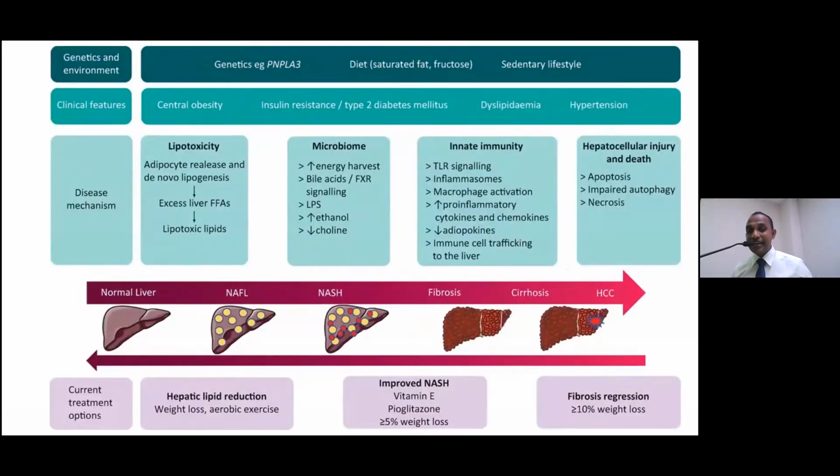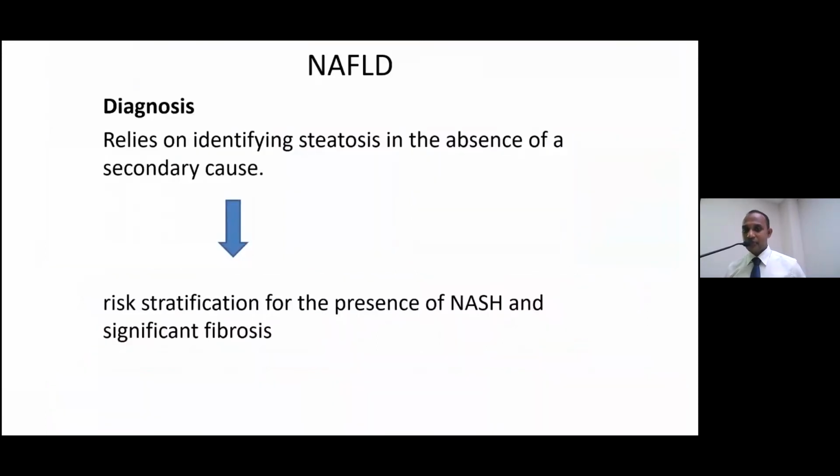So just to recap what I have talked to you about over the last few minutes. When it comes to the pathogenesis, genetic and environmental things are important, certain genes more than the others. And the clinical features are there, things like obesity, diabetes, dyslipidemia and hypertension. And then these pathogenic mechanisms like lipotoxicity, changing the microbial flora and innate immunity. All these things are important in bringing up this pathophysiology, right? So that's it. And now we are coming to talk about the important part, diagnosis.